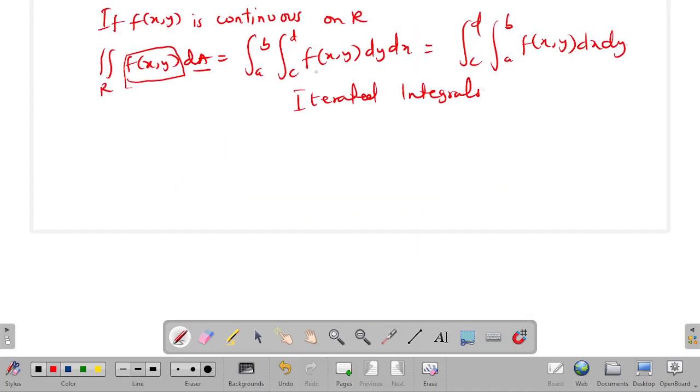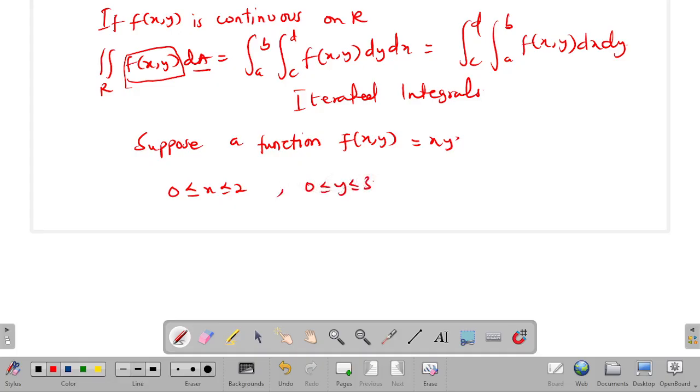So let's see a problem here. Suppose a function f of x, y is given as xy, over a region where 0 is less than or equal to x less than or equal to 2, and 0 less than or equal to y less than or equal to 3. Let's compute the double integral of this function over this region. So remember, this is a rectangular region. I can extract my R and I'll have my R to be equal to [0, 2] cross [0, 3].